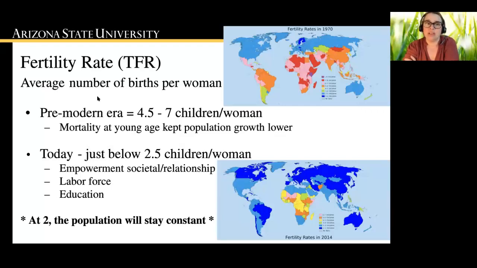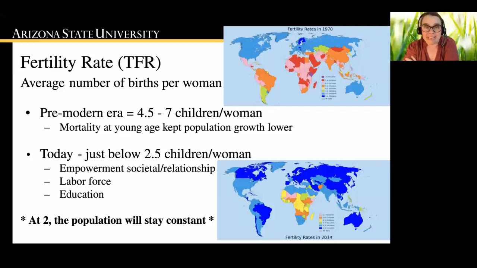The next factor we look at is fertility rate, which is also called TFR. Fertility rate is the average number of births per woman in the world, per woman who is of reproductive age. In the pre-modern era, we saw people having about 7, 8, 9 children, and so we averaged about 4.5 to 7 children per woman.